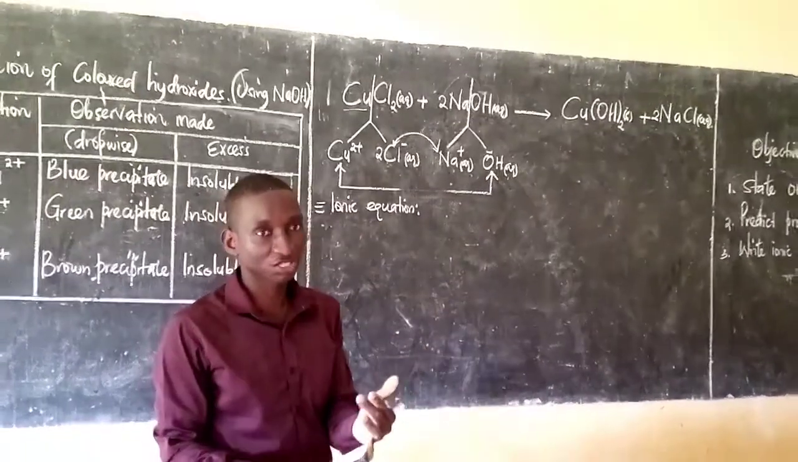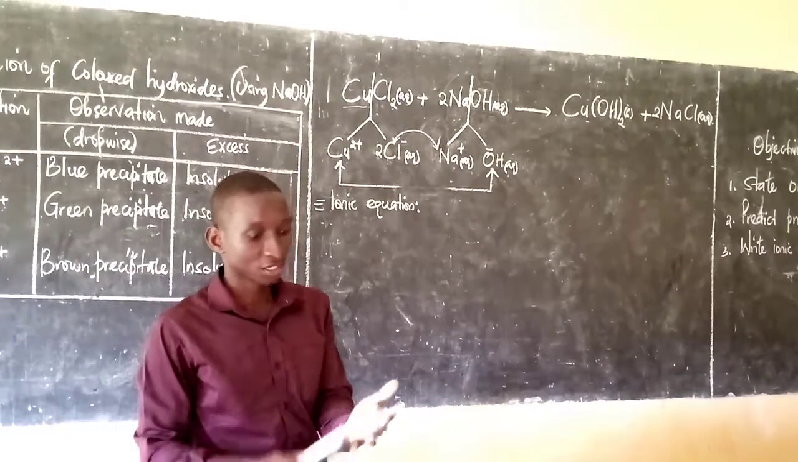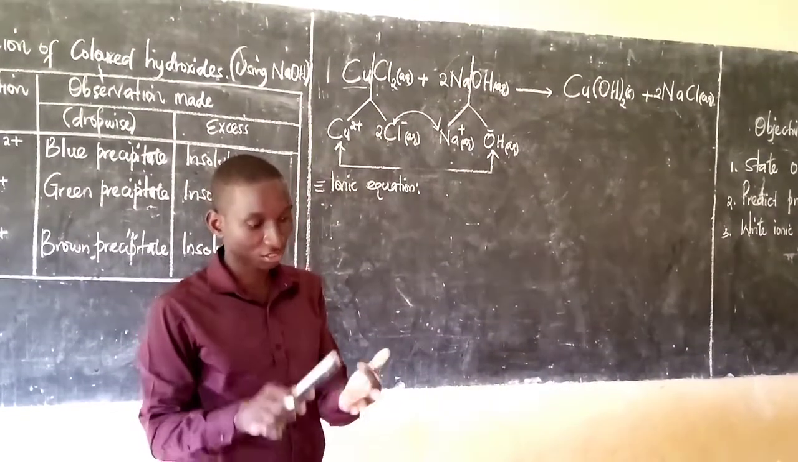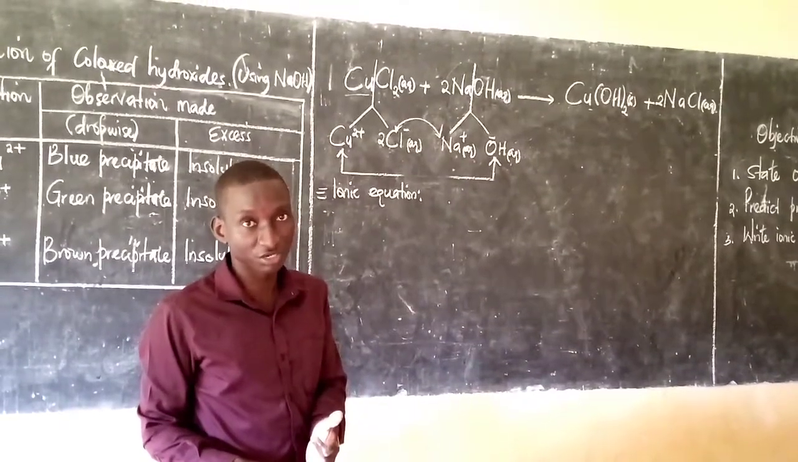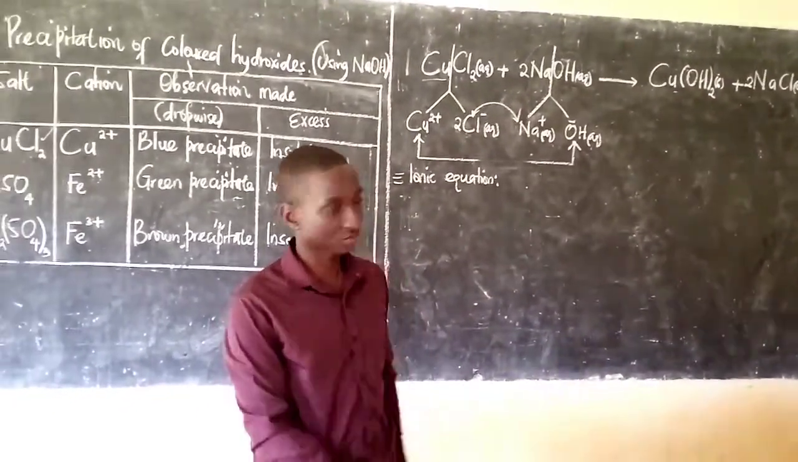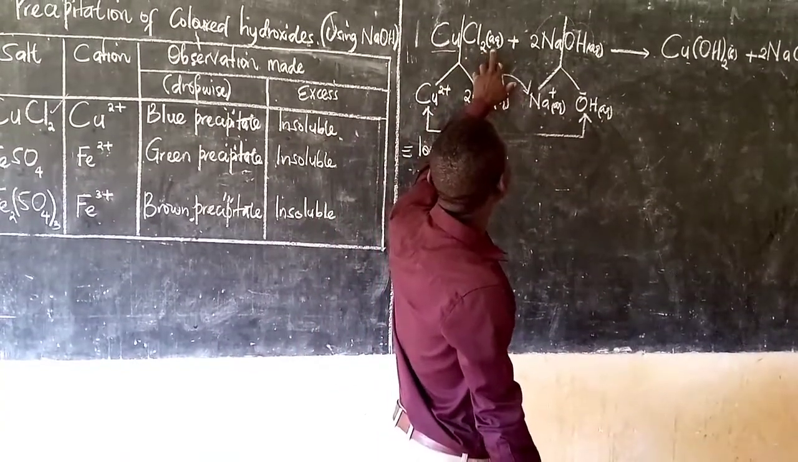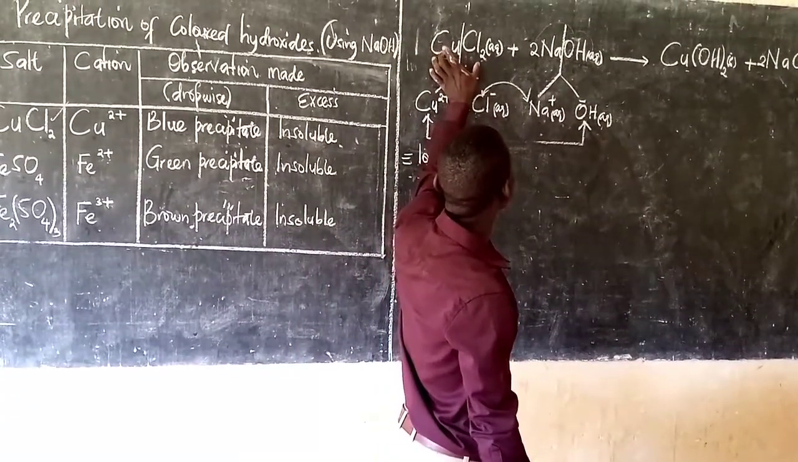However, what do we note as we write the ionic equation? Whatever is aqueous will separate into ions. Then whatever is a solid will remain as a solid substance. Whatever is a liquid remains as a liquid. And whatever is a gas remains as a what? As a gas.